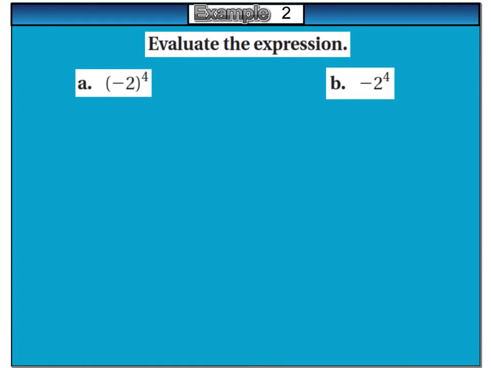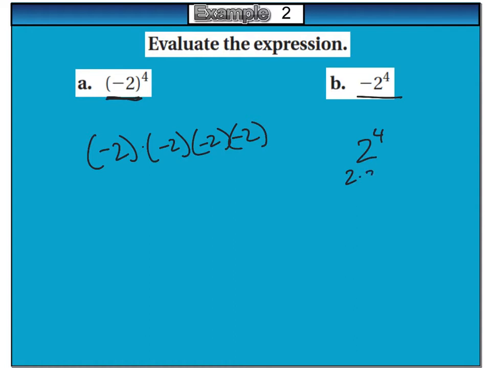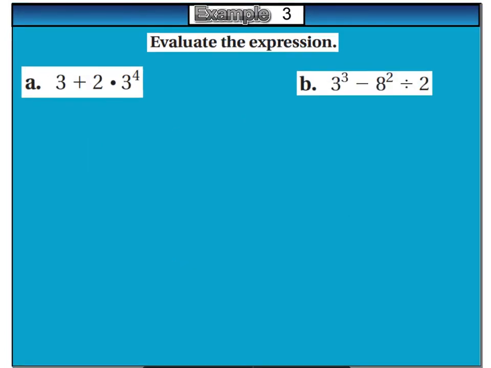Evaluating them, when we have -2 in parentheses, we're actually doing -2 times itself 4 times. Where if it's not in parentheses, we're doing 2 to the power of 4, or multiplying 2 by itself 4 times, and then making the answer negative. So multiplying a negative times a negative is going to give us a positive, times a negative is a negative, times another negative. So this is going to be a positive answer, where this one is going to be a negative answer. Please be careful on those.